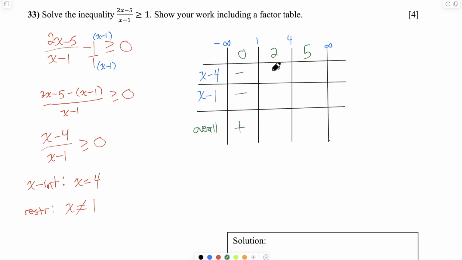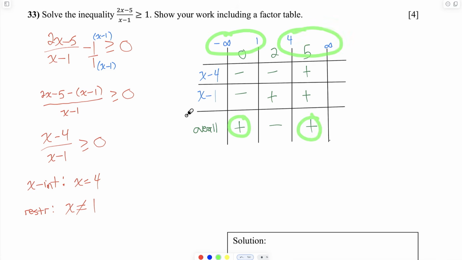If I sub 2 into x minus 4, it's negative, but if I sub 2 into x minus 1, it's positive. So I'll have a negative over a positive, which is negative. If I sub 5, it makes both of the factors positive, which means the overall function will be positive. The question asks me, when is this function greater than or equal to 0? So it's positive between negative infinity and 1, and also between 4 and infinity. So that's how I'll generate my answer.